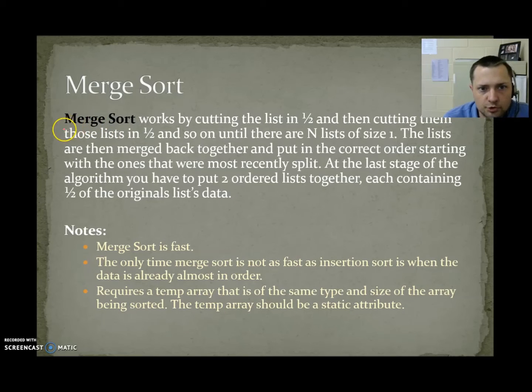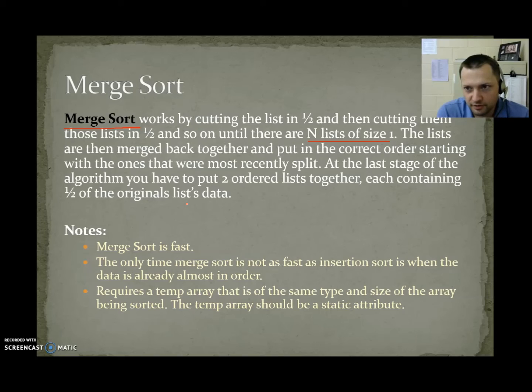Merge sort. Merge sort works by cutting the list in half, and then cutting those lists in half, and so on until there are n lists, where n is the size of our data set, of size 1. The lists are then merged back together and put into correct order, starting with the ones that were most recently split. At the last stage of the algorithm, you have to put 2 ordered lists together, each containing half of the original list's data. Okay. Now real quick, I know that was a mouthful.